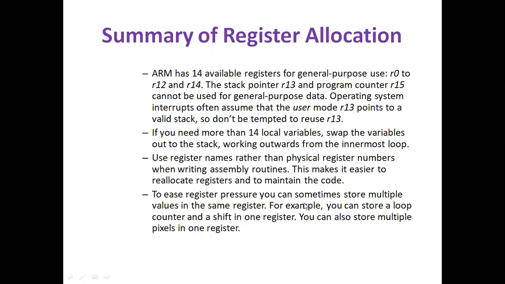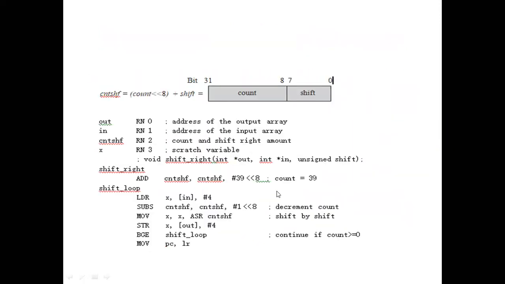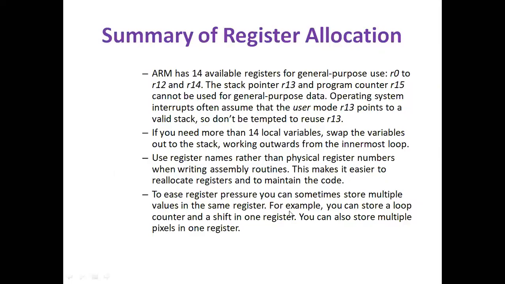To reduce register pressure, you can sometimes store multiple values in the same register. That is exactly what you have done. You have stored multiple values into a single register. For example, you can store a loop counter and a shift in one register. You can also store multiple pixels in one register. That is also possible, right? Instead of storing one value in one register, you're storing multiple values into a single register.